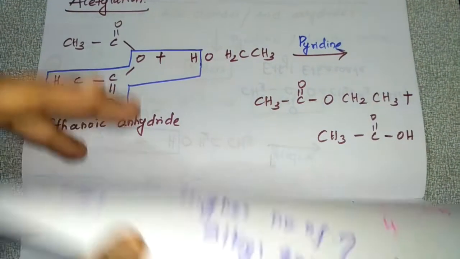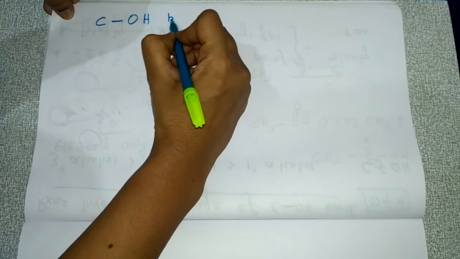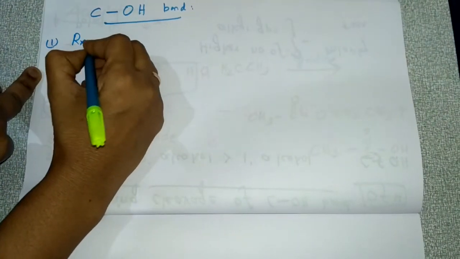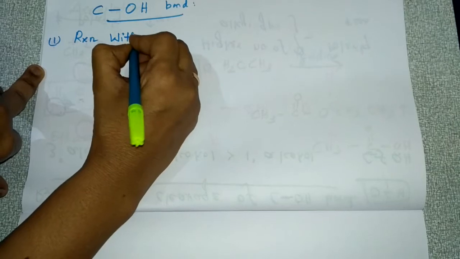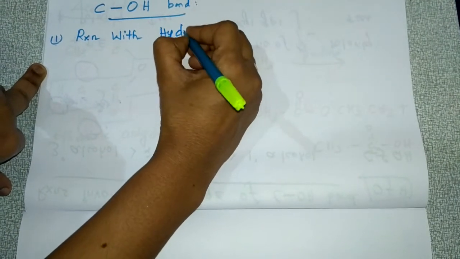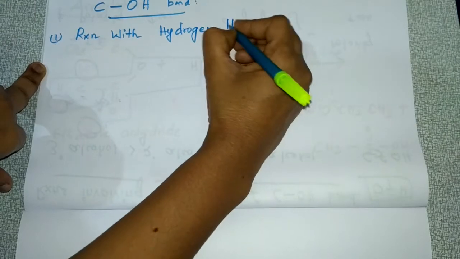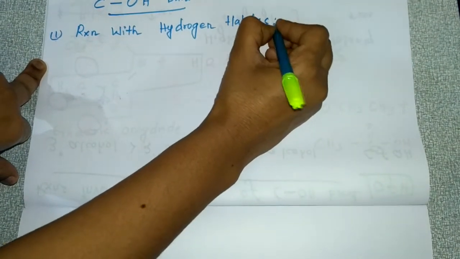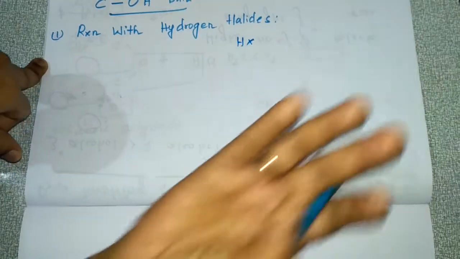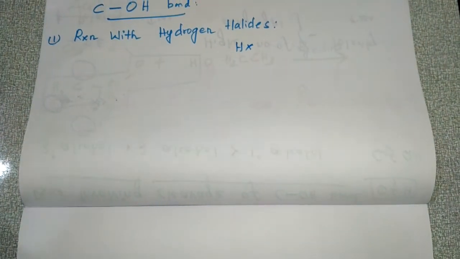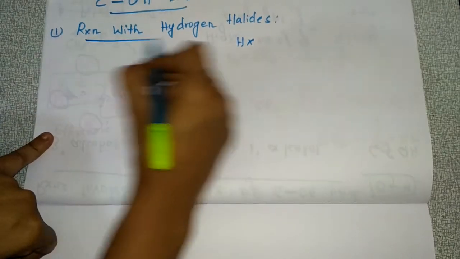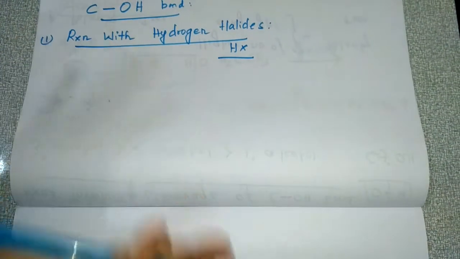So students, based on the reactions involving cleavage of the carbon-oxygen (C-OH) bond, we are going to see reactions now. The first reaction is the reaction with hydrogen halides. Do you know what hydrogen halides are? Like HX: HCl, HBr, HI. So these are the hydrogen halides, and we are going to see reactions based on these only.